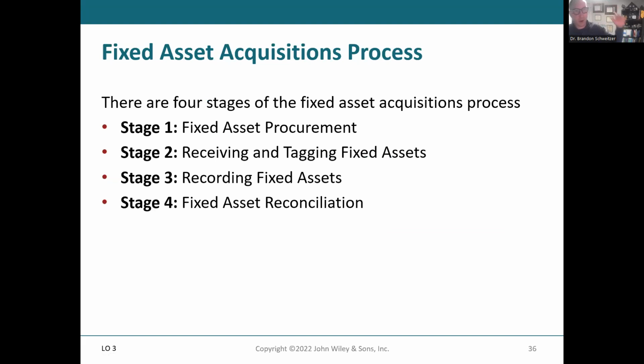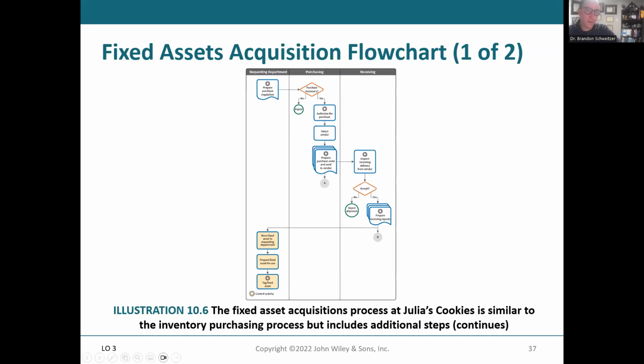So how do we acquire fixed assets? There's really four stages involved here. One, of course, is procurement, then the receiving and tagging, recording the fixed asset, and of course, reconciling. The acquisition flow chart looks something like this. We prepare for the purchase requisition. It goes, is purchase, yes, is necessary, of course. Authorize the purchase, select the vendor, prepare for the purchase order, and send it to the vendor.